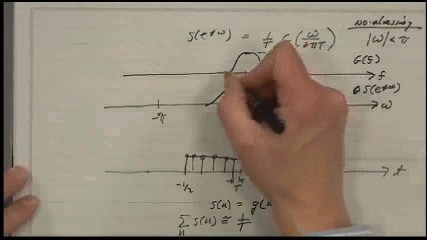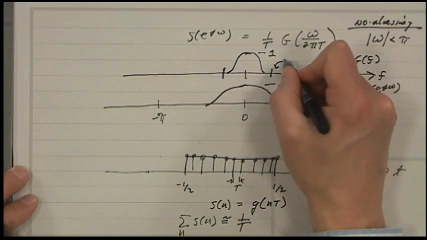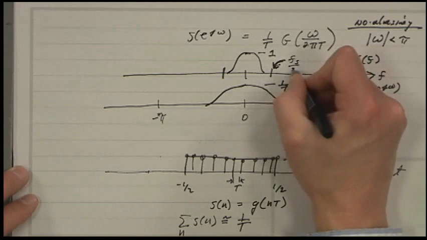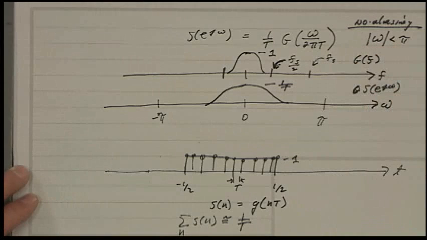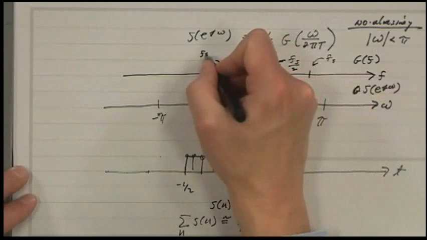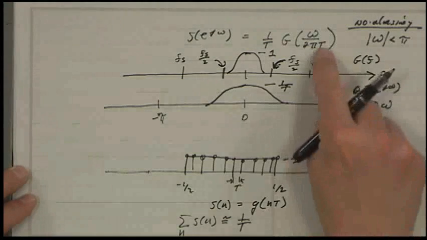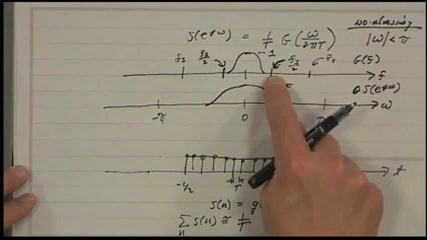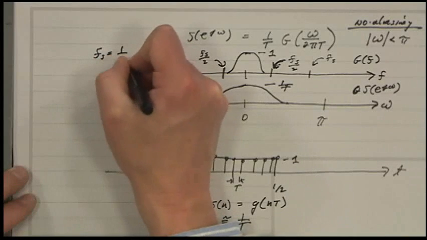Now, the other thing that happens is that you have this sampling frequency. The sampling frequency here, that arrow isn't pointed to quite the right place, is f_s over 2, and then here this would be f_s. Well, when you divide by 2 pi t, then what will happen is, let's say you're at the frequency f_s over 2, so f_s is equal to 1 over t.